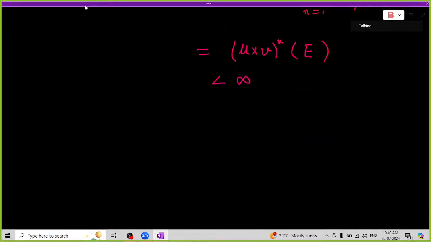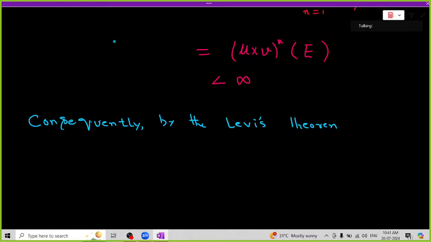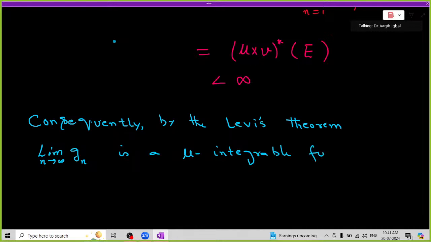So consequently, by the Levy's theorem, Levy's theorem again, it will offer two things. पहली चीज, limit n goes to infinity gn is a mu integrable function, full stop. That is, now what is the limit of gn?